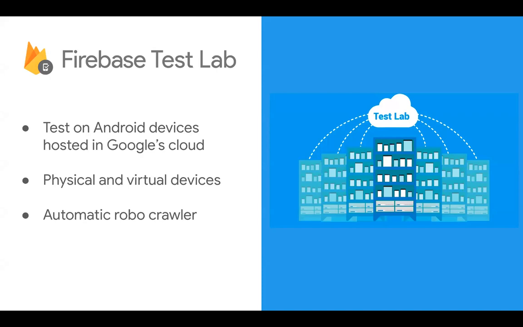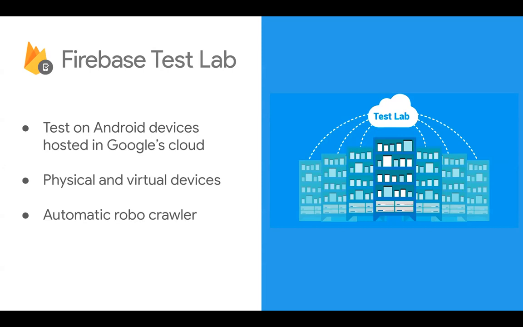And you can do your testing in many ways. The easiest way to test your app is to run a robo-test. This is an intelligent automated test that crawls your app to discover and exercise its various features and does not require any additional code from you.